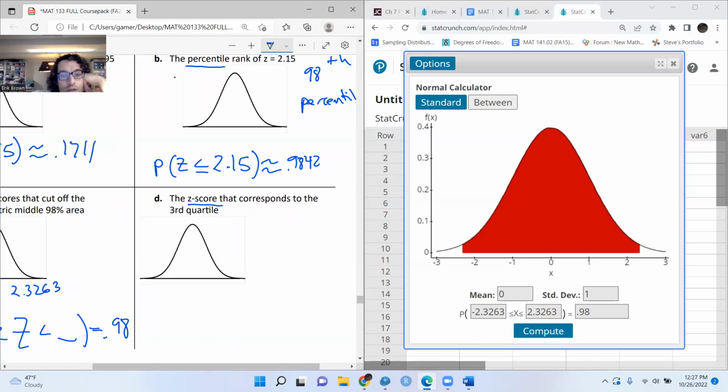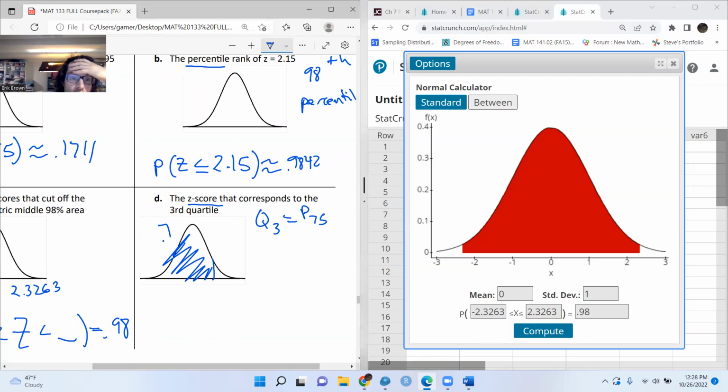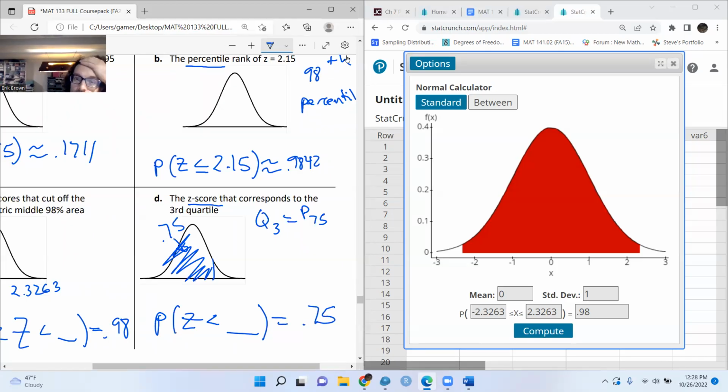Okay, Z score that corresponds to quartile 3. Here's what I think through. Oh, Q3, that's actually P75 because a quartile is actually a percentile. By the way, I haven't been shading these because they're over here. So what I'm really working with is being told my area is 0.75. What's the Z score? I know it's a less than, and we're looking at it equaling this.